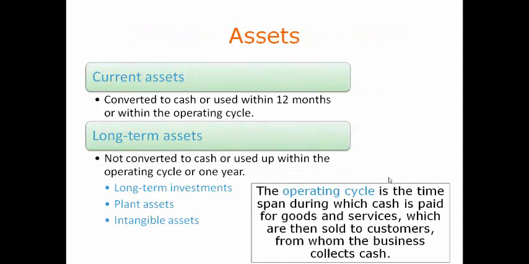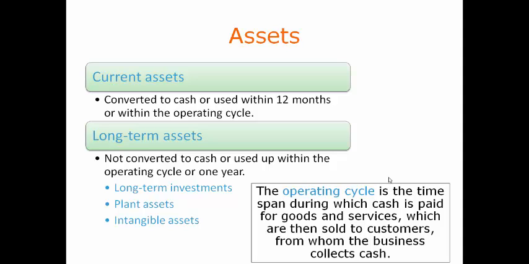So let's talk about the classified balance sheet. Classified assets first. Current assets are converted to cash or used within 12 months or within the operating cycle. I'm not going to get into the operating cycle because most businesses don't have a super long operating cycle. You might think of a company that has a really long operating cycle, like maybe a business that makes wine, because they ferment the wine and it stays in wine barrels for a period of time.